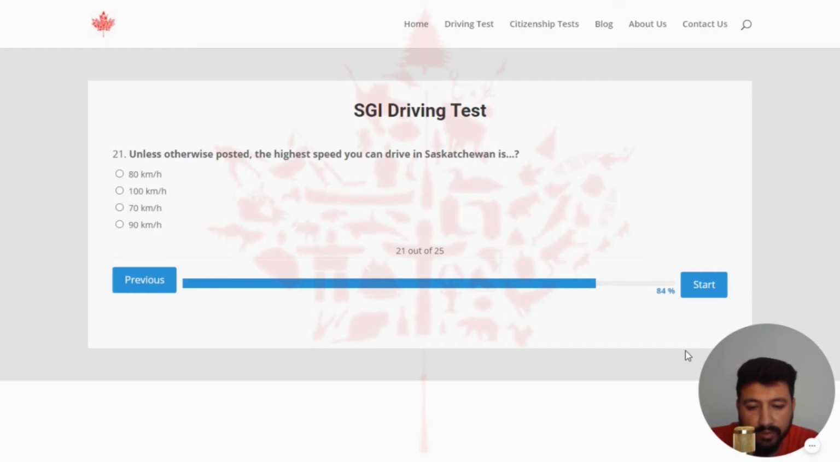21st question of quiz number 1 of Saskatchewan state is, unless otherwise posted, the highest speed you can drive in Saskatchewan is. The right answer of this question is 80 kilometers per hour.